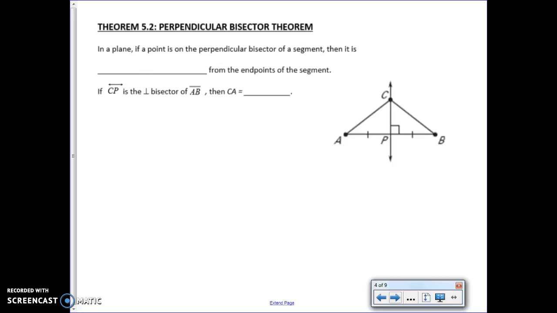Perpendicular bisector theorem says in a plane, if a point is on the perpendicular bisector of a segment, then it is the same distance from the endpoints of the segment, or equidistant from the endpoints of the segment. So if CP is on the perpendicular bisector of AB, then the length of CA is equal to the length of CB.